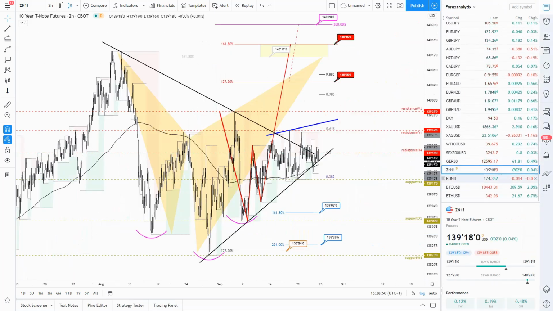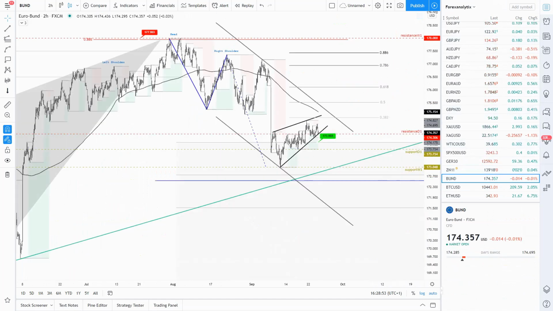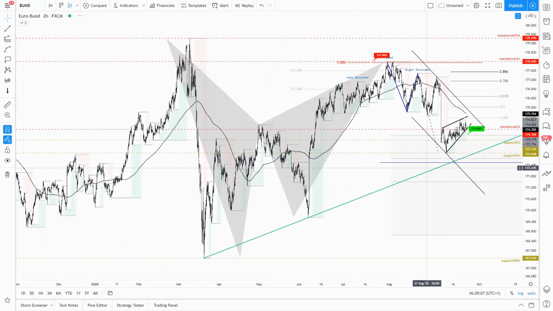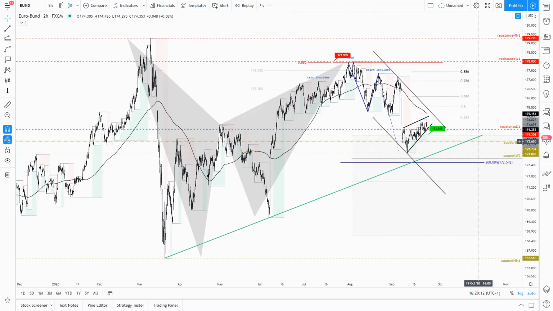Nothing very specific for bonds and for the bunds, which are both moving inside a corrective structure and moving sideways. The bund: it's a clear structure at this point. We are threatening again the daily fractal resistance. We have a new support there.